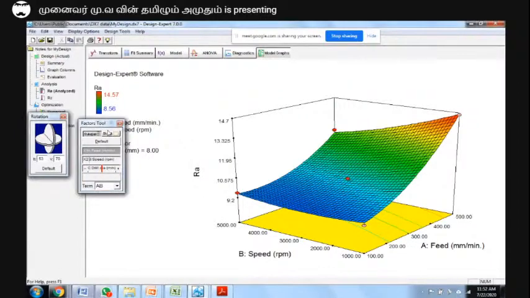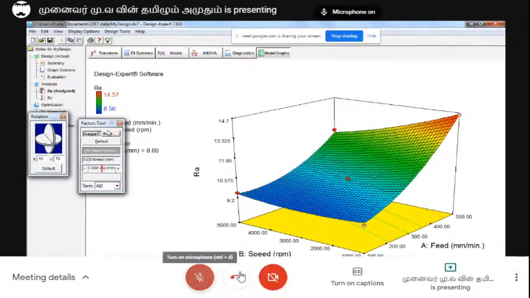What we are doing is forecasting. This is the way for the other experiment, the RA will respond. Based on this, we can have a control over the RA.